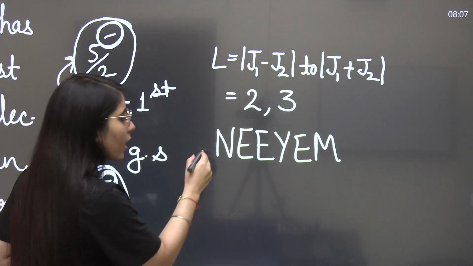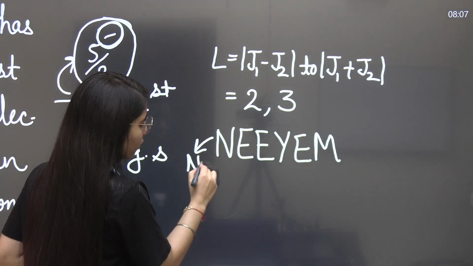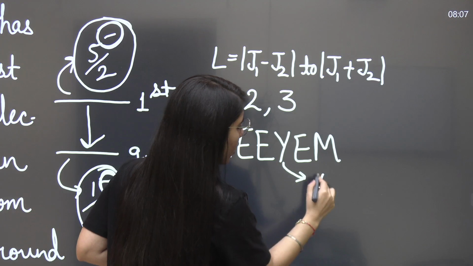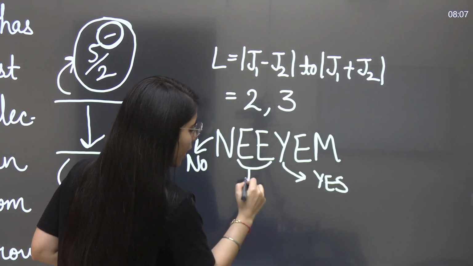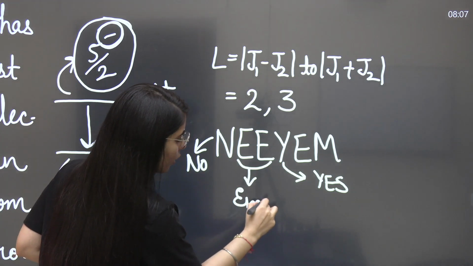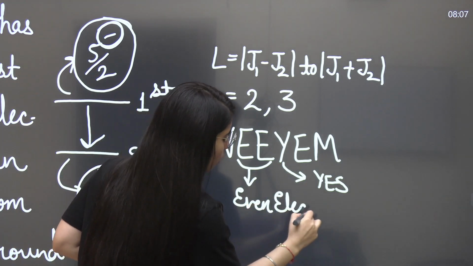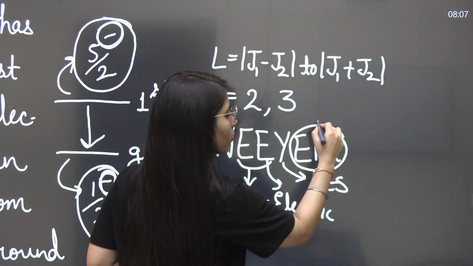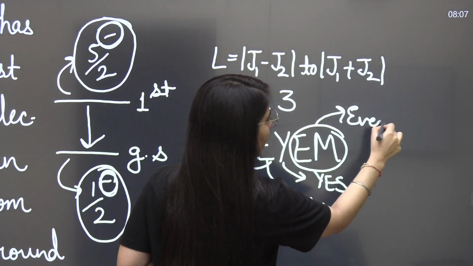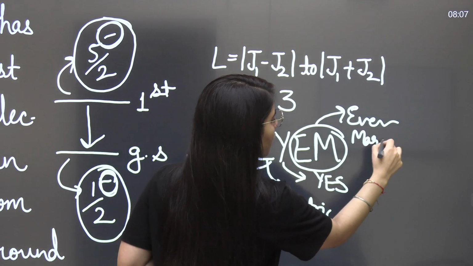No. So this N stands for no, and this Y stands for yes. If your answer is no, it means even electric. E for even, even electric. The second E is for electric. While this one, yes, is even magnetic. Clear? So that is how we get the components.